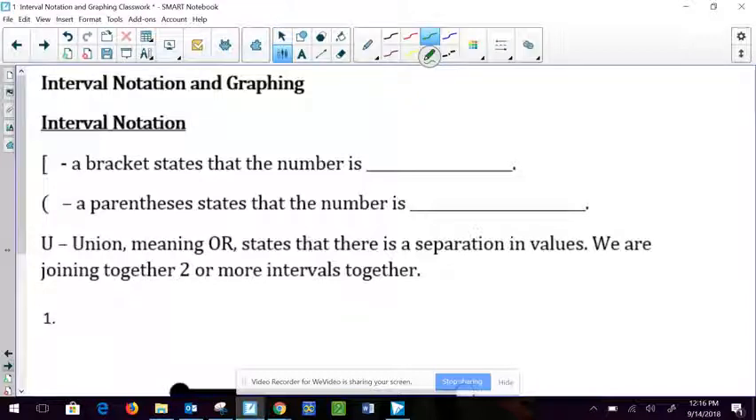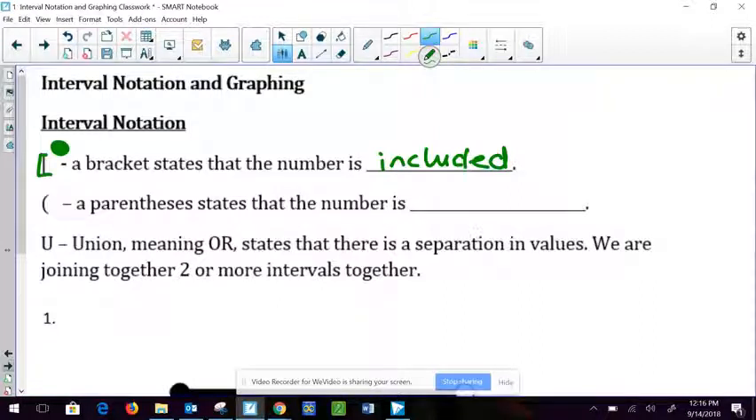The first thing is you're going to use a bracket when that number is included. The way we know that number is included, just like that last chart we just did, is when you see a solid circle. Think of it as a heavier thing, solid, filled in. It's heavier, so it needs that bracket in order to fully support that circle.